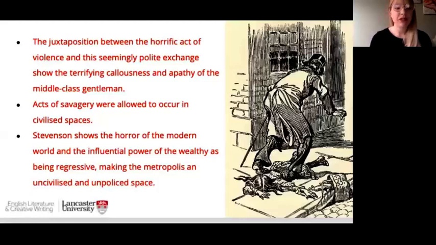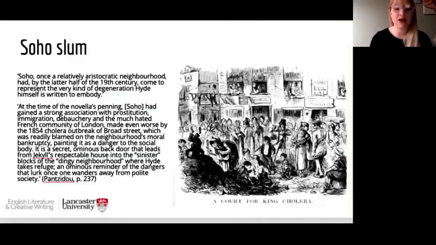Okay. So just looking at the idea of the slum then. We're going to look at the characteristics of this dual city, focusing on the degeneration of the city and the slum areas. So for this, I want to look at Soho, where Hyde resides.